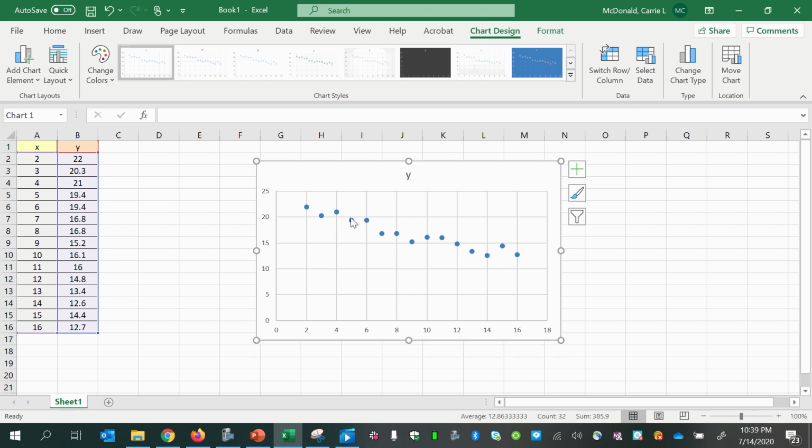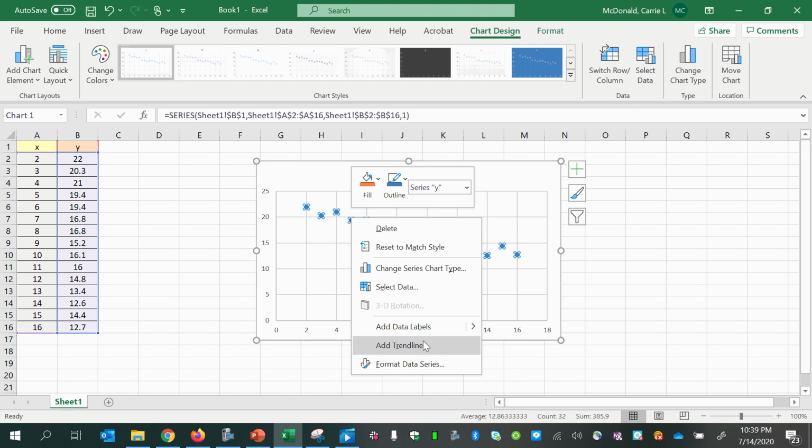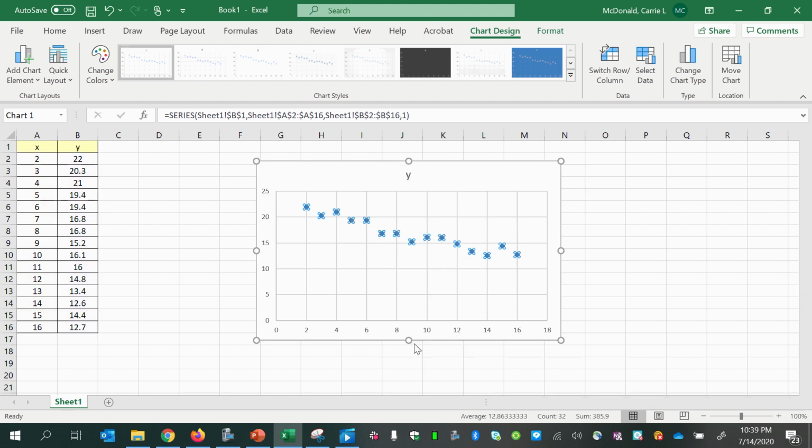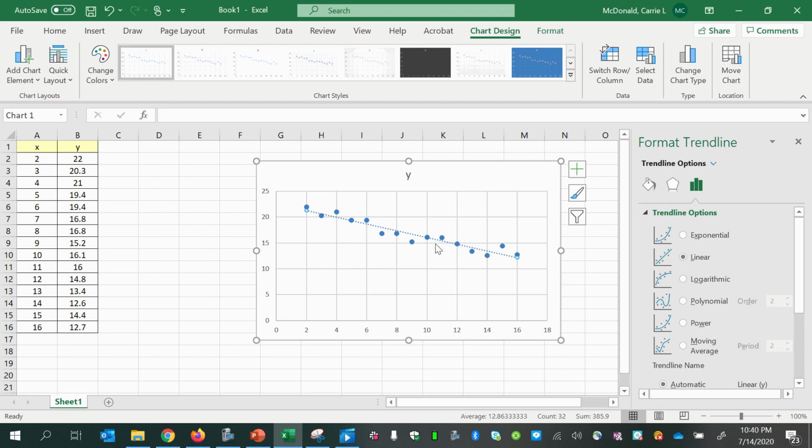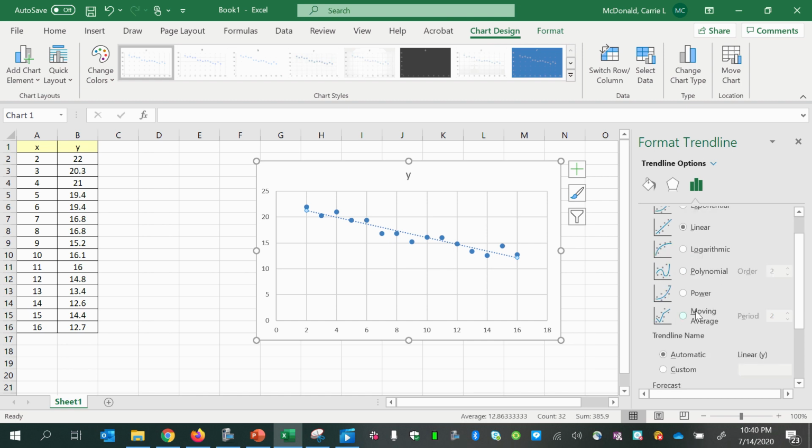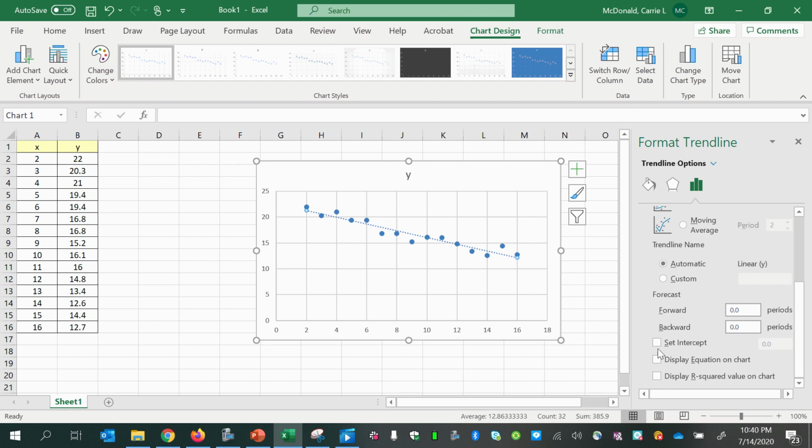So I would calculate the linear regression by adding a trend line. What I did is I right-clicked on the dots and then I chose Add Trend Line. Notice that linear is selected here, and we can check the box to display the equation on the chart and display the r-squared value.